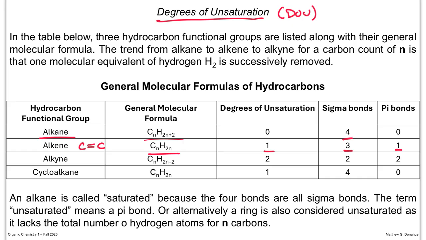An alkyne, now with the Y, we have to remove 2 more hydrogens. So we have CnH2n minus 2. Because there's 2 pi bonds, that's 2 degrees of unsaturation. The carbon will now have 2 sigma bonds and 2 pi bonds.